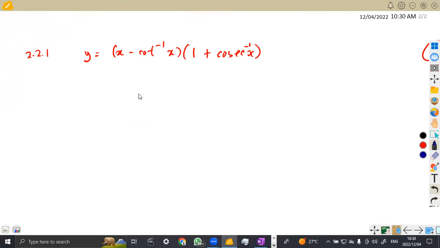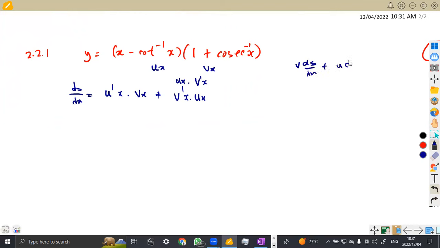So here we can just apply the product rule. Why? Because we can refer to this as our u(x) and this as our v(x). Remember that the derivative of y with respect to x for the product rule, depending on how you want to write it, you can start with the derivative of u times v plus the derivative of v times u. It's one and the same thing. Some use v du/dx plus u dv/dx, still the same thing. So from our formula, dy/dx is going to be equal to the derivative of u, which, if we find the derivative of x here, is 1 minus the derivative of arc cot.